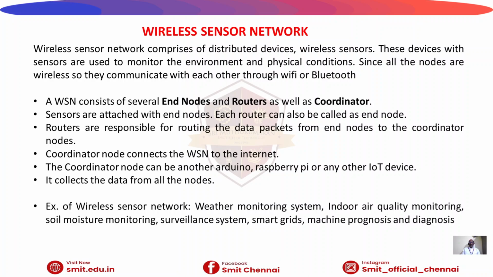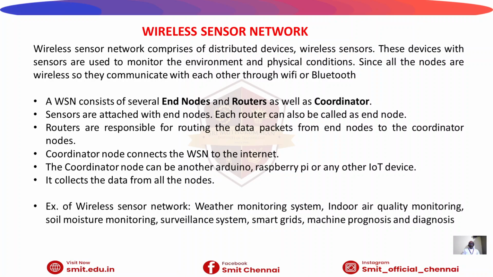The next part is the wireless sensor network, WSN. It comprises distributed devices, namely sensors. These devices with sensors are used to monitor the environment and physical conditions. Since all the nodes are wireless, they communicate with each other through Wi-Fi or Bluetooth. The only communication mode among all the sensor nodes is either Wi-Fi or Bluetooth, because it's a wireless sensor network.